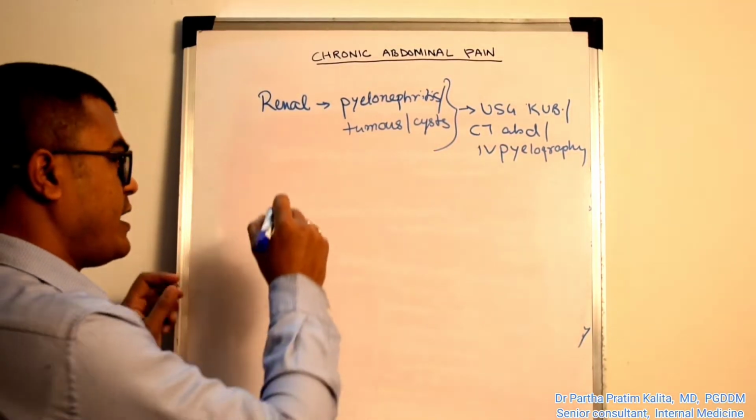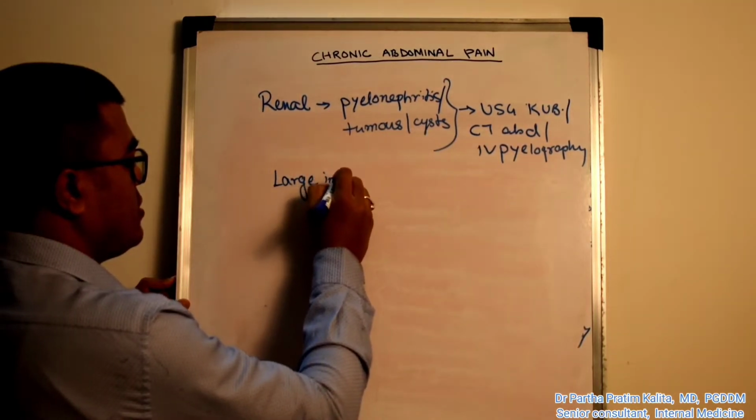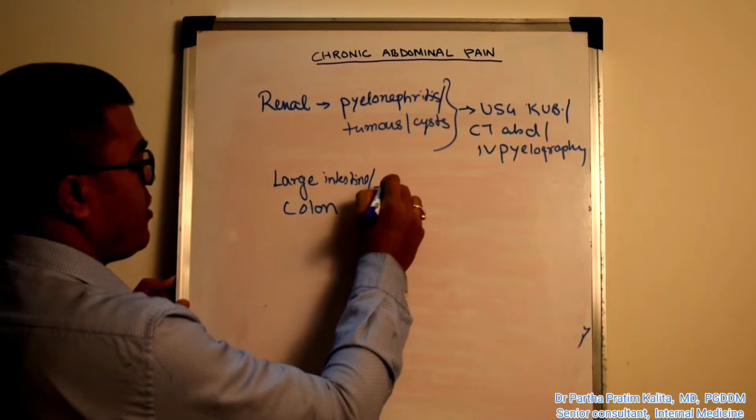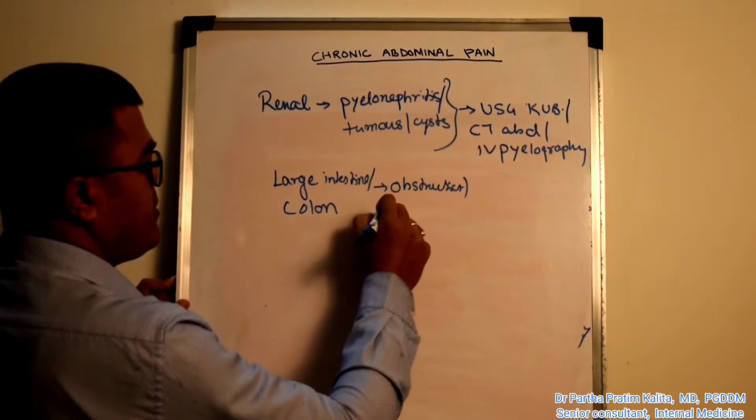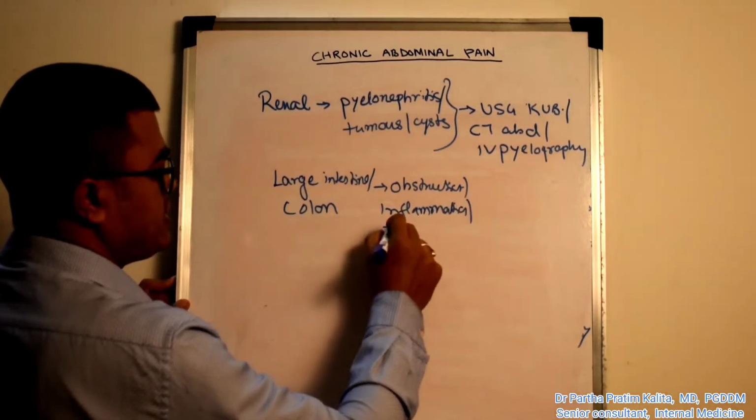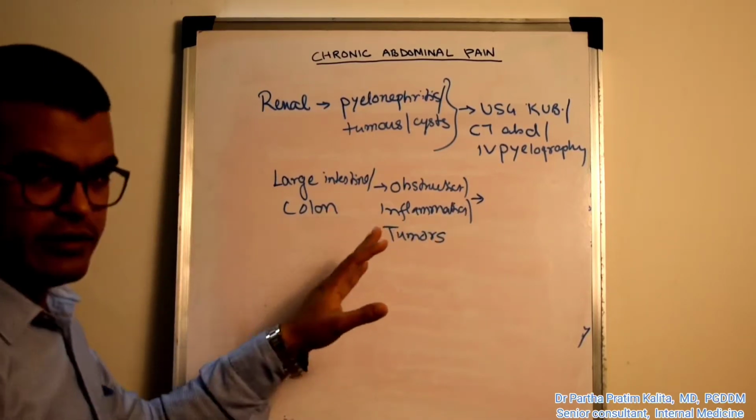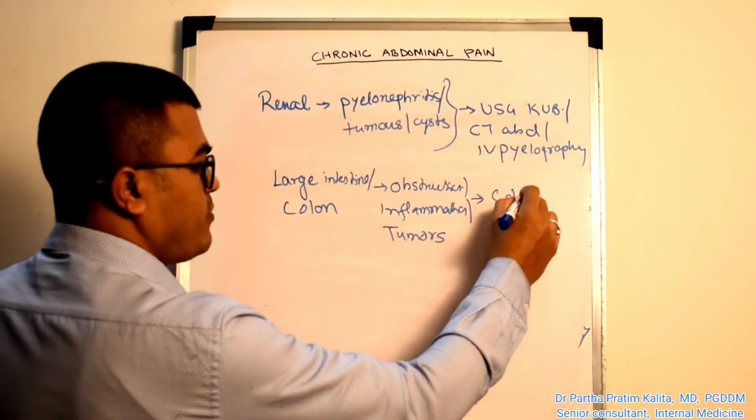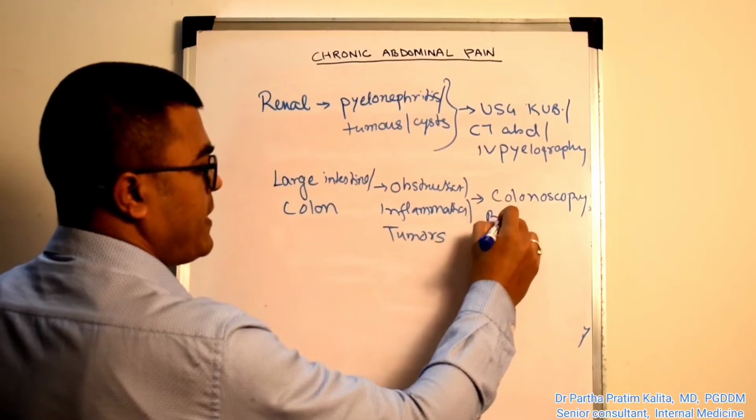Now the next organ is the large intestine or the colon. Here some of the problems like obstruction or inflammation or tumors can cause chronic abdominal pain, and to diagnose any problem in the large intestine we can go for a colonoscopy, or we can go for a barium enema.